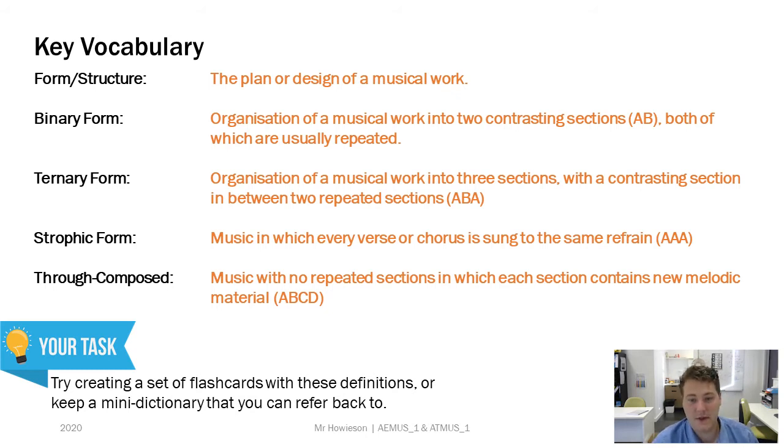Strophic form is music in which every verse and chorus is sung with the same refrain, A, A, A. And through composed is music with no repeated sections in which each section contains new melodic material. So your task towards the end of this is to try and create a set of flashcards with these definitions, or keep a mini dictionary and little glossary at the beginning of your books to refer back to.